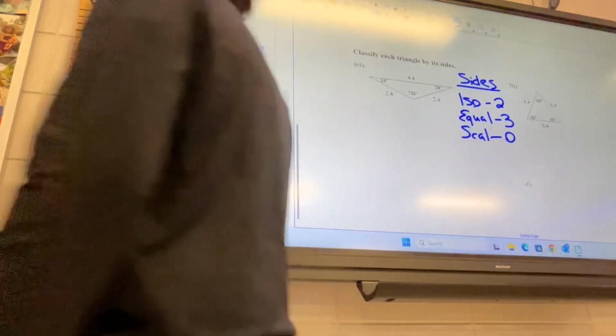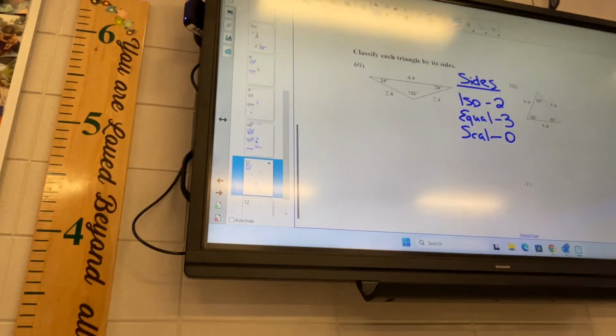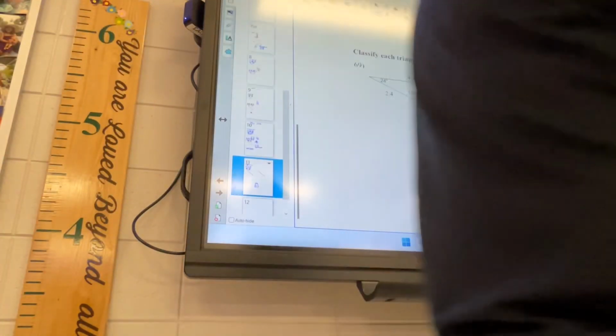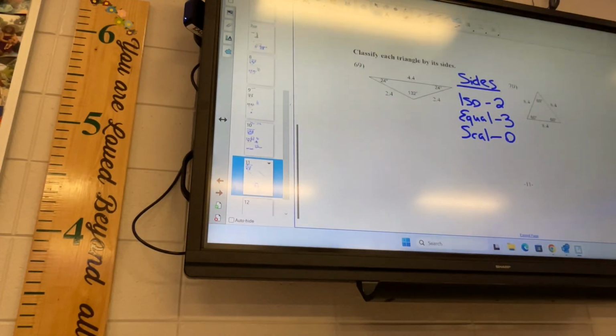No, it says ISO, so isosceles. I just don't know how to spell. I'm going to be honest. Now the whole world knows because the camera's on, but I don't even care.